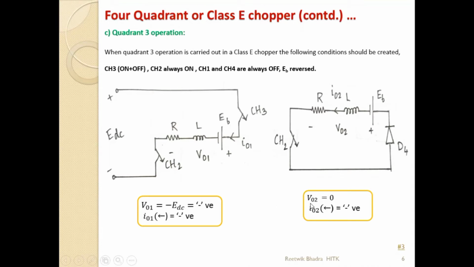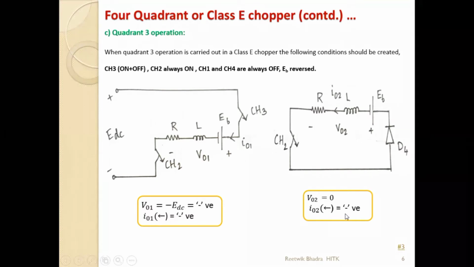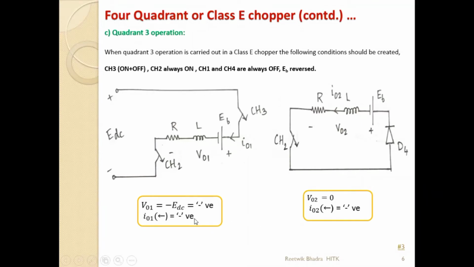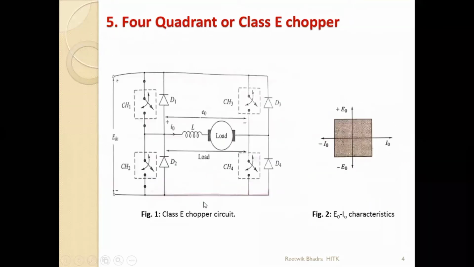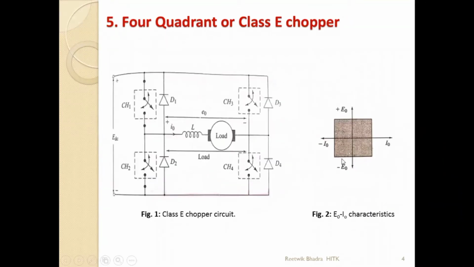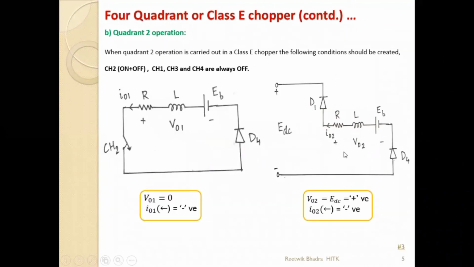If you take the average value of V01 and V02, what you will get? Negative voltage, because negative and 0. So you will get negative average. I01 and I02, both are negative. So you will get average value negative. So current negative, voltage negative means which quadrant? Third quadrant. Current negative, voltage negative means which quadrant? Third quadrant. So we have got the third quadrant operation.